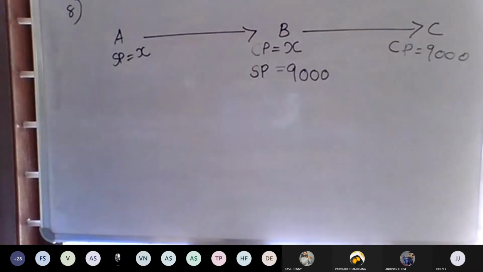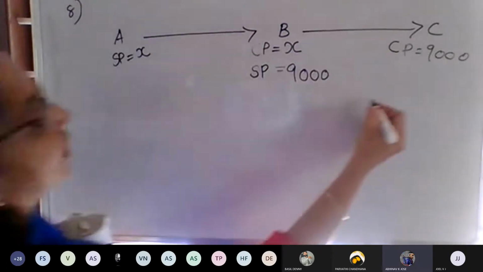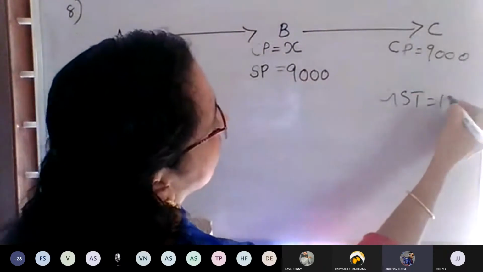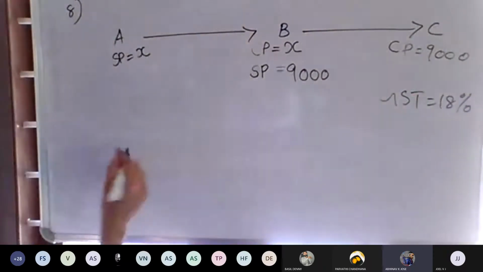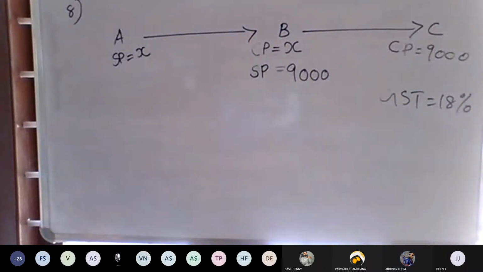GST is given as what? Read the question properly, otherwise it will confuse you. If the rate of GST is 18% and dealer B paid a tax under GST equal to rupees 324 to the government. So what is given? GST is given as 18%.